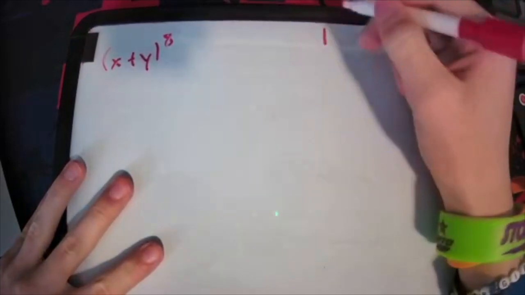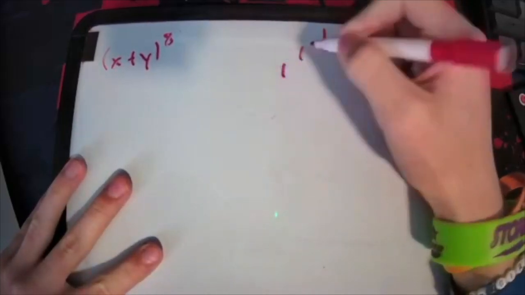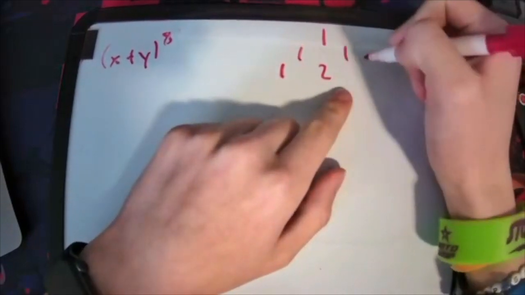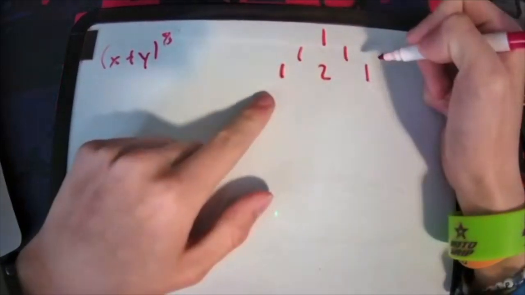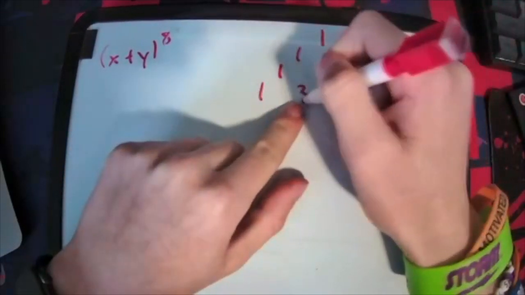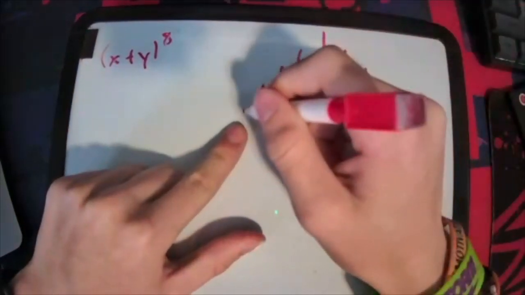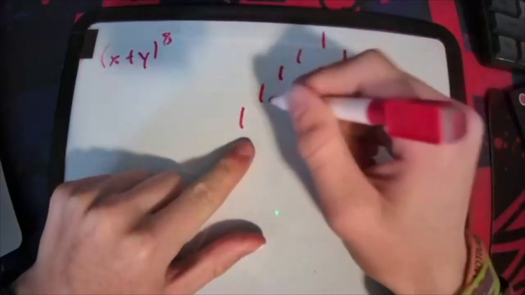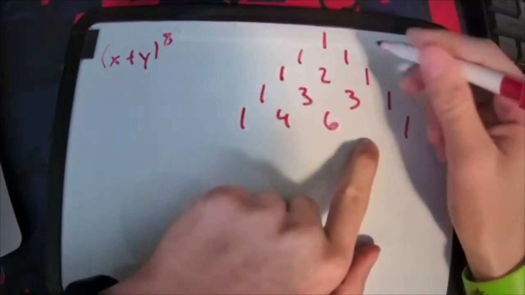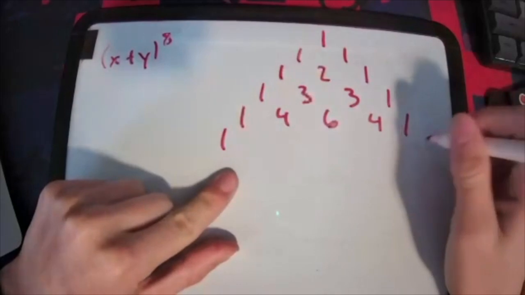So we have 1, the 0th row, 1 and 1. The first row, 1, 1 plus 2, which is 2. 1 plus 1, which is 2. And then another 1. So we have 1, 1 plus 2, which is 3. 2 plus 1, which is 3, and 1 on the outside. We have 1s again. 1 plus 3, which is 4. 3 plus 3, which is 6. 3 plus 1, which is 4. We have 1s on the outside once again.